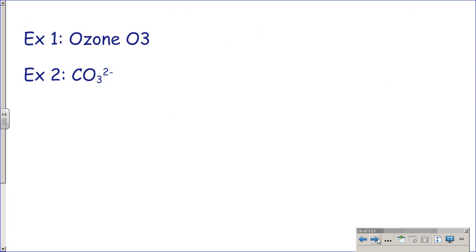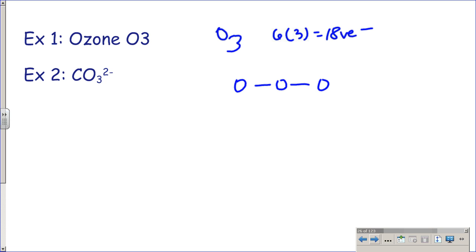Okay, for ozone, O3, you've got 3 oxygens, so that's 6 times 3, so that's 18 valence electrons we have in our valid Lewis structure. So then we're going to draw oxygen in a line like this. So far I've used 4 electrons, and you guys can pause this and try it yourself before I continue. Okay, I'm back. So at this point I want to make sure that I have a double bond and a single bond.